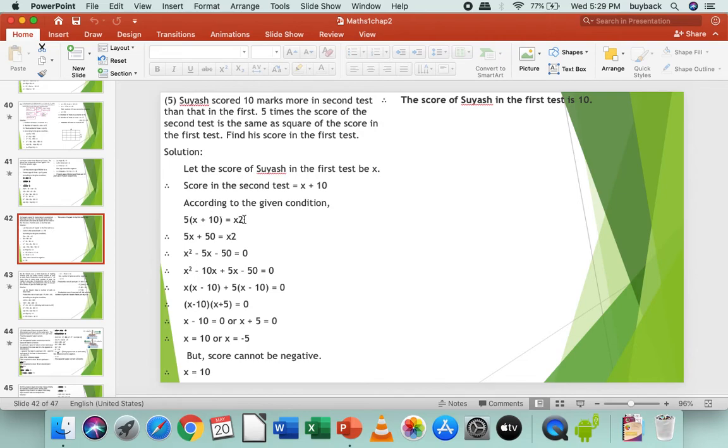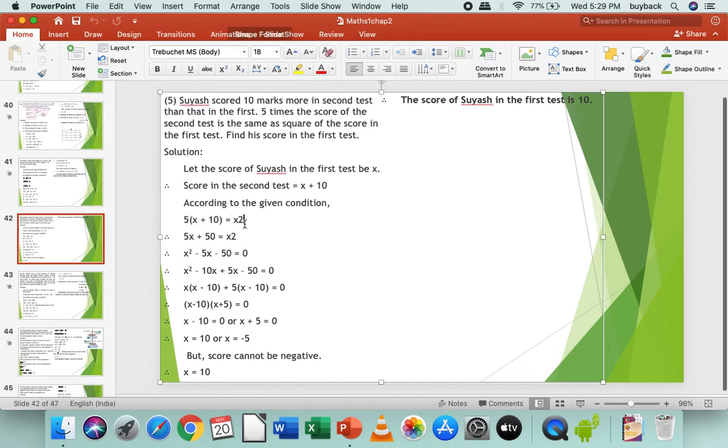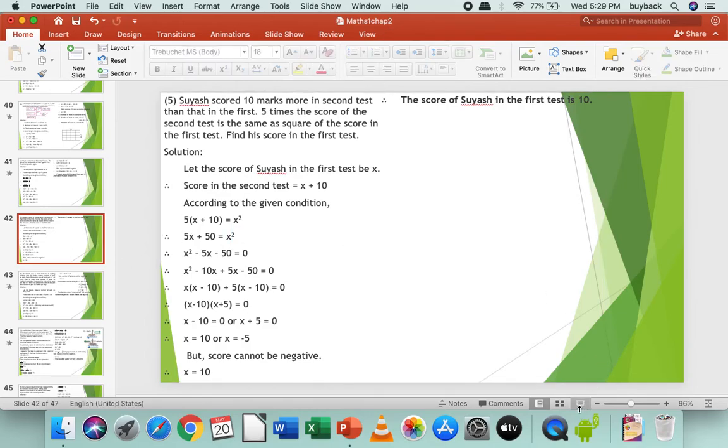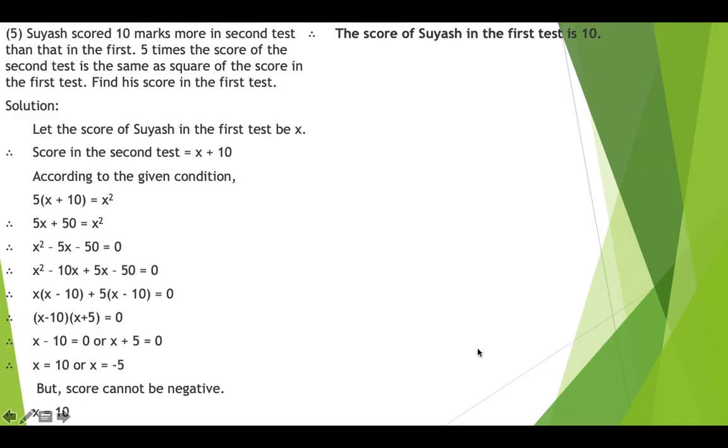Okay, there is a certain problem over here. We just rectify it. So this is x square, not x2. Okay, let us continue.